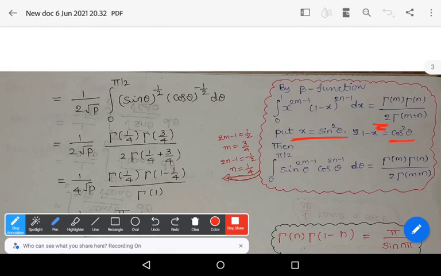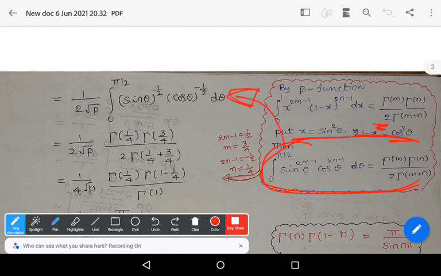By substituting these two terms, we get integral 0 to pi by 2 sin power 2m minus 1 theta cos power 2n minus 1 theta d theta is equal to gamma of m into gamma of n divided by 2 into gamma of m plus n. This is the required result, which is known as the beta integral also. In this integral, let us compare our integral with this one.